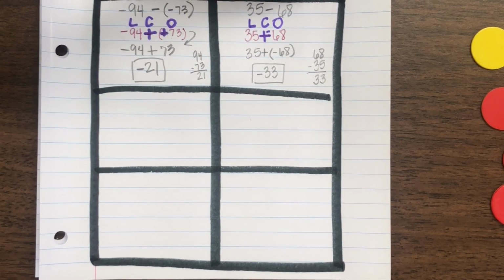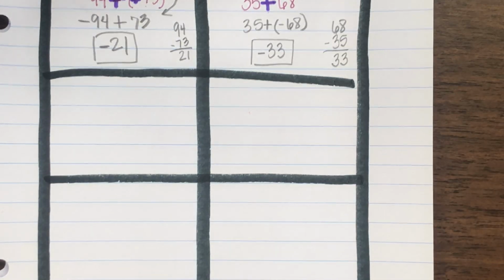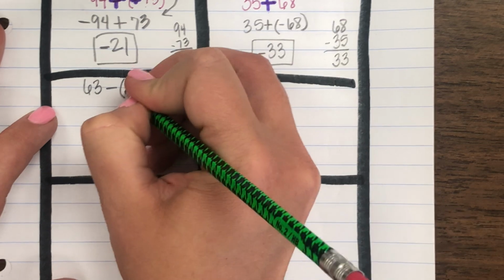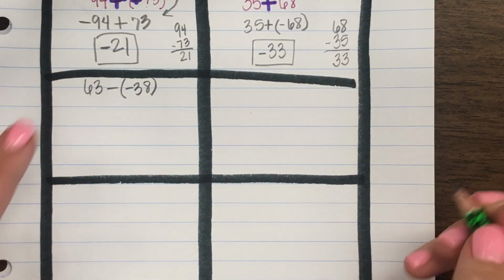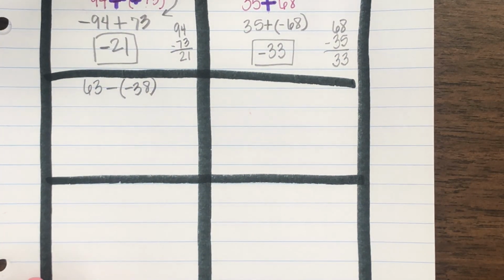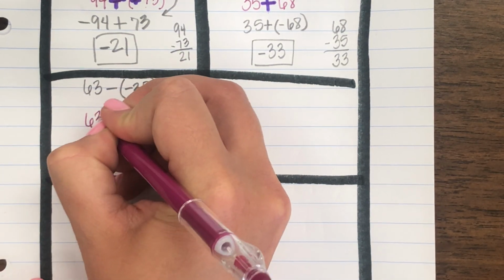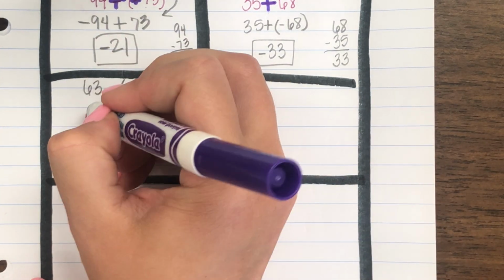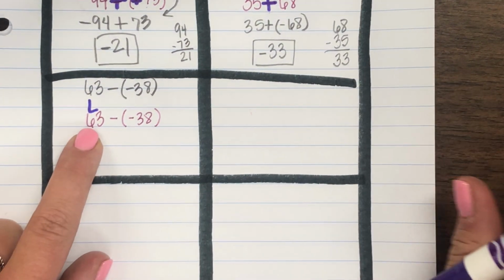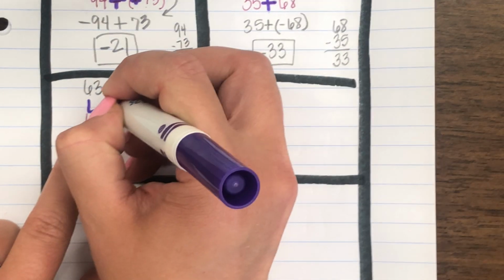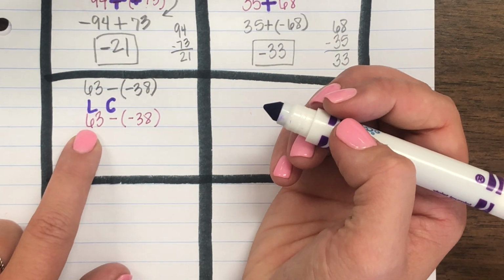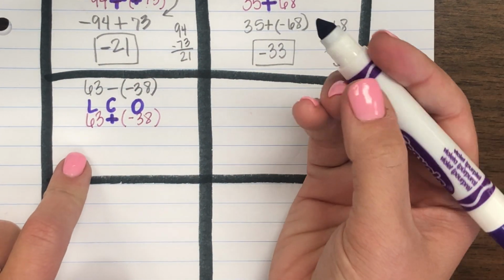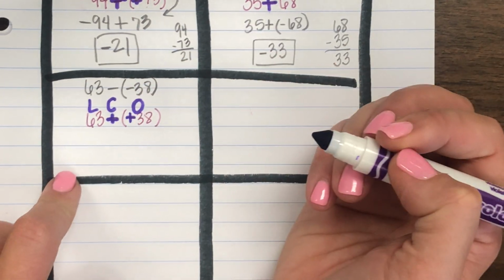Okay? All right, let's go ahead and do our next two examples. Zoom in here just a little bit if I can. This one, 63 minus negative 38. Let's do our LCO step. Leave the first term alone. Don't do anything with it. C stands for change, subtraction to addition. I need the opposite of negative 38, which is positive 38.